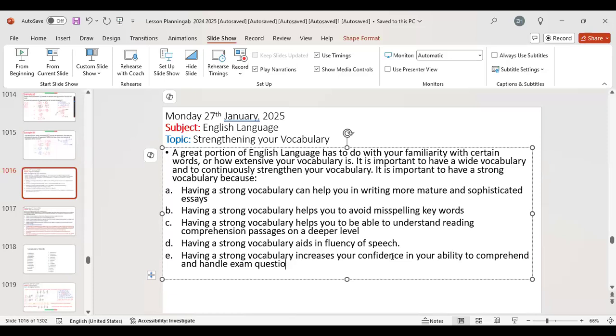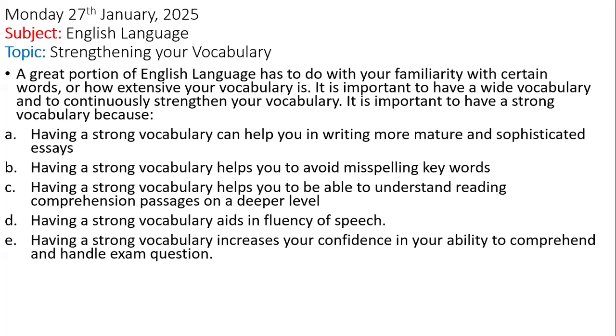So when you have a weak vocabulary and they start asking you questions about the thing that you don't understand, you ain't gonna be able to answer it properly, because you're not even gonna approach the question with confidence. All right.